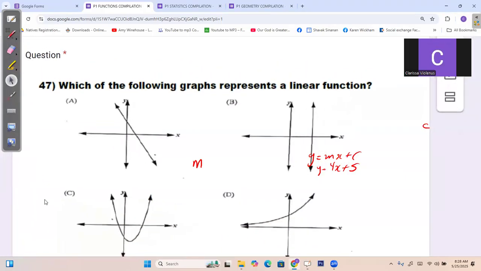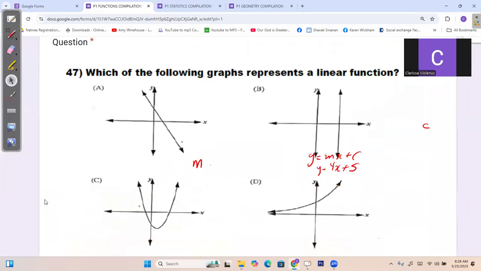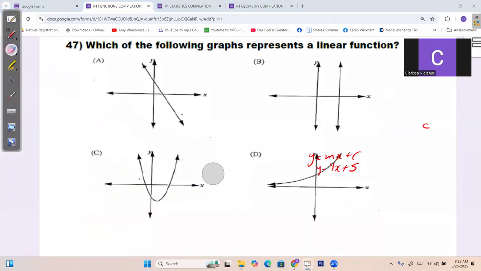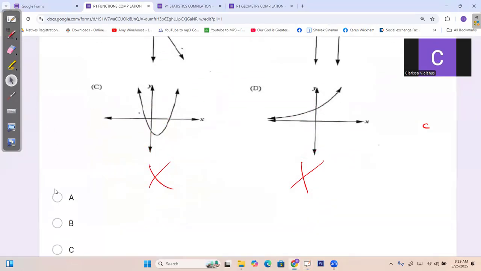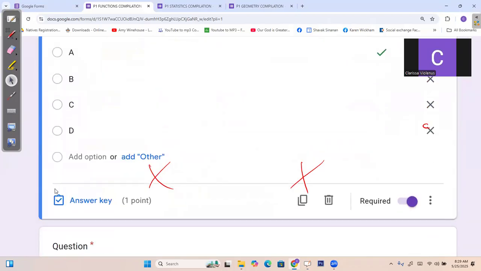Which of the following represents a linear function? Now, remember a function has to pass the vertical line test. That means if I draw a vertical line, it shouldn't touch more than one point. And it says linear, so these two are out because they're not linear. So the difference is between these two. If I draw a vertical line on this, it can touch the whole thing, so this is not a function. So the answer is going to be A by default. Pretty simple.